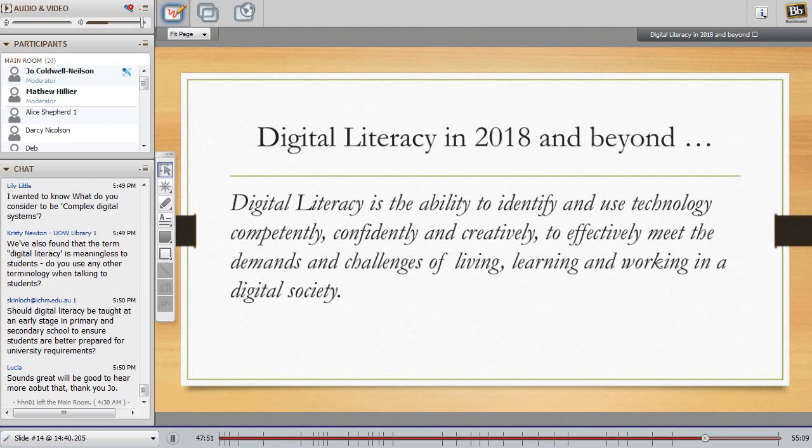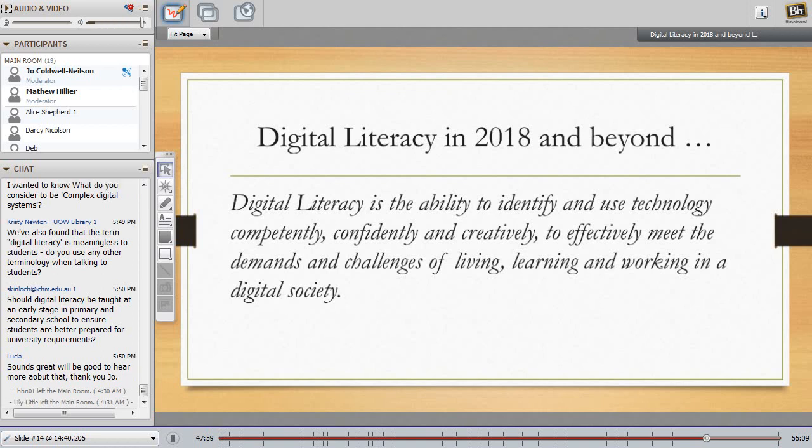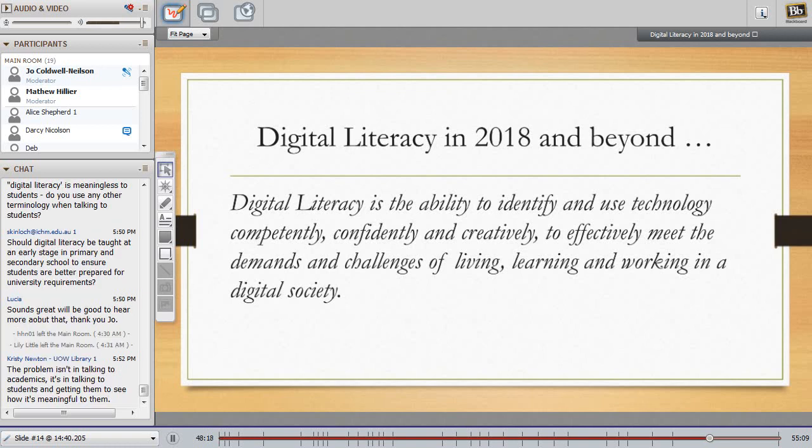it needs to be articulated so that you've got this concept that you are using technology, not just to use technology, but to achieve some goal in your life, in your learning, and in your working. And you have to be adaptable and flexible in the way that you approach digital literacy. So I hope that answers in part that question.